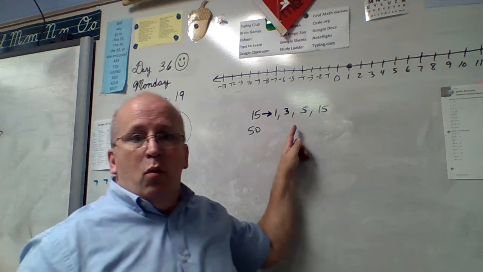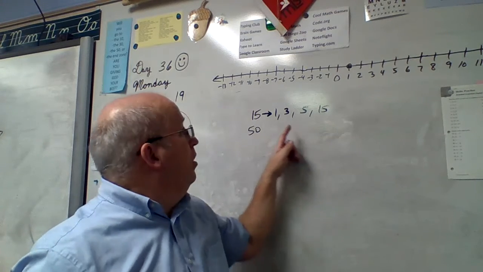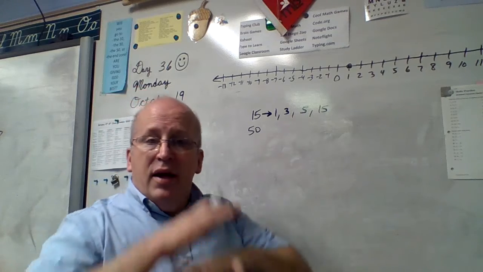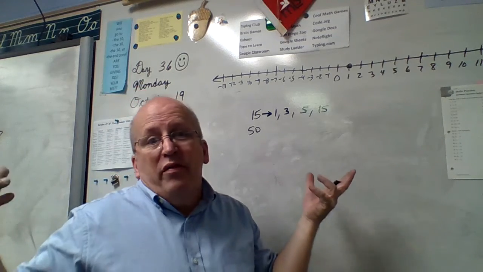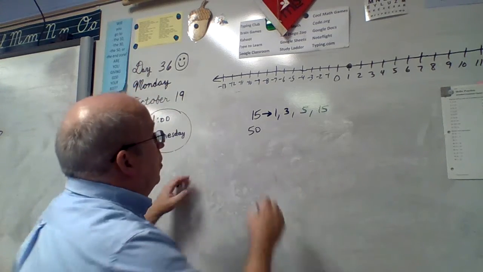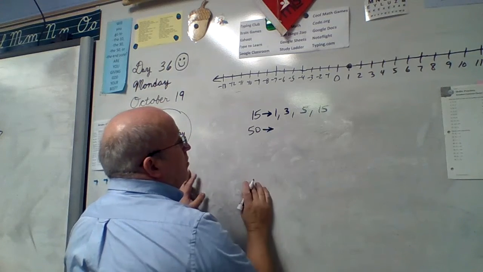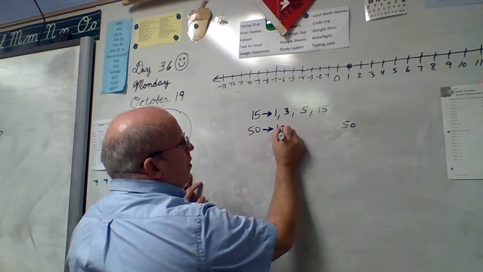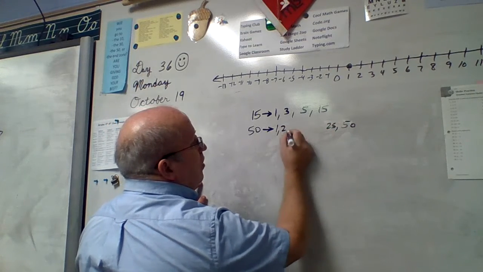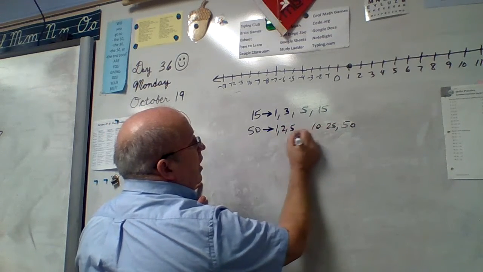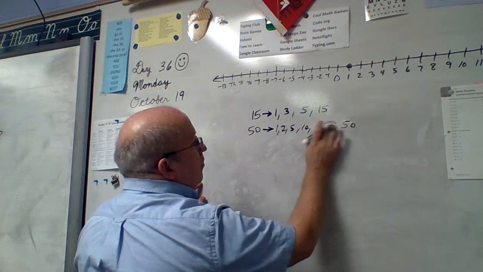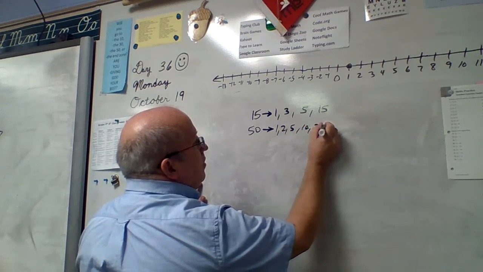And I wrote them out here. 1, 3, 5, and 15. 1 times 15 is 15. 3 times 5 is 15. And that's it. Those are all of the factors I know of for multiplying together numbers to get 15. I'm going to do the same thing with 50. 1 and 50, 2 and 25, 5 and 10. That's it. Those are the only ones I can think of. I don't know if you can think of any others, but I can't.